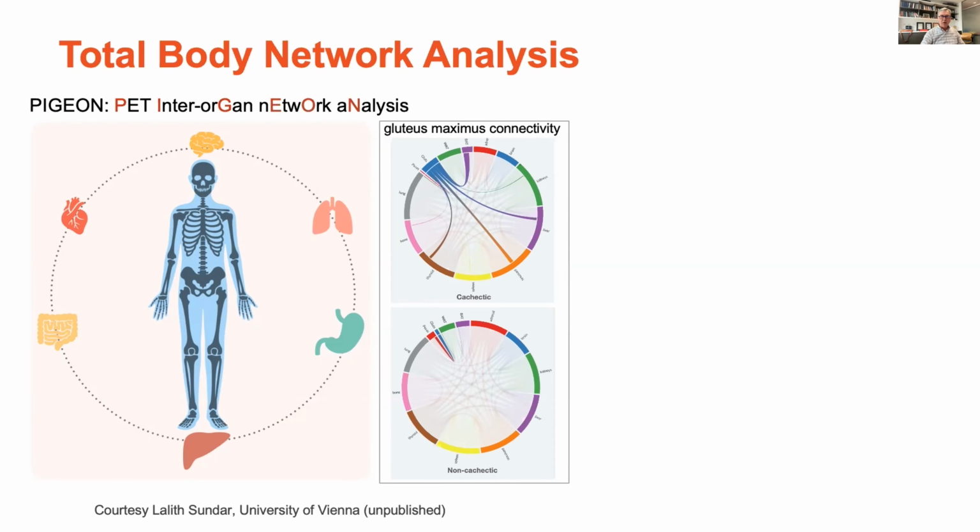Firstly, they use an AI-driven algorithm to automatically segment all of the organs in the total body PET study. And then they've taken some of the connectivity analysis methods that have been developed in neuroimaging and extended them to whole body dynamic analysis. In this case, they're showing the connectivity maps comparing a group with infection with those who have normal muscle metabolism, looking at the connectivity in relation to the gluteus maximus muscle.